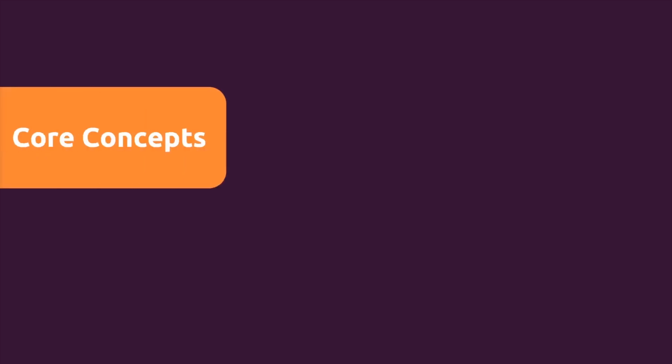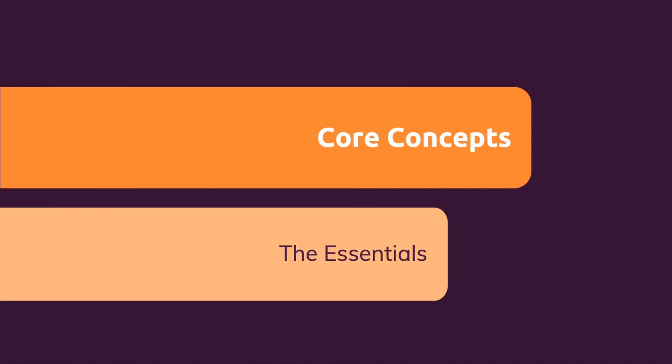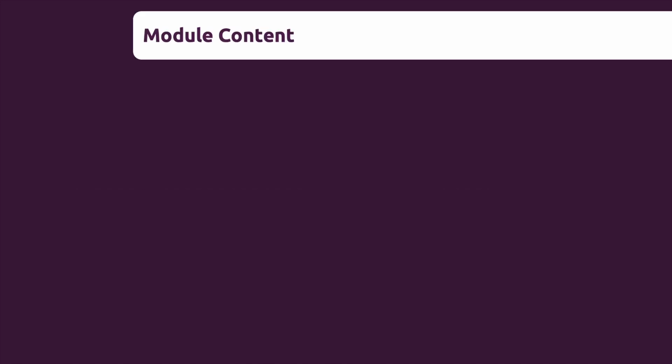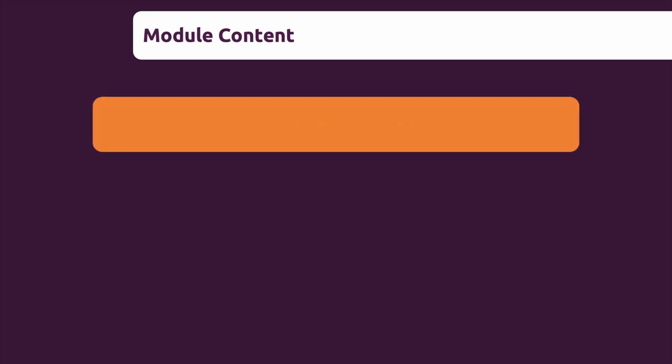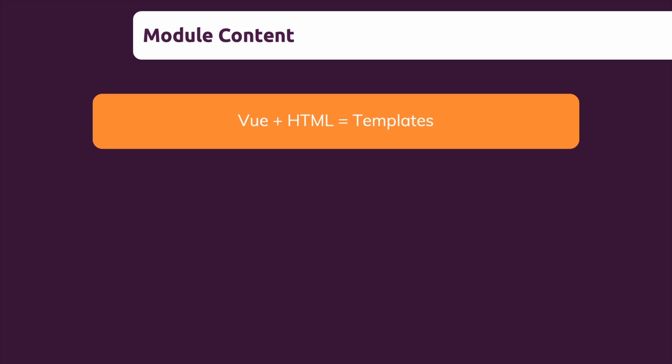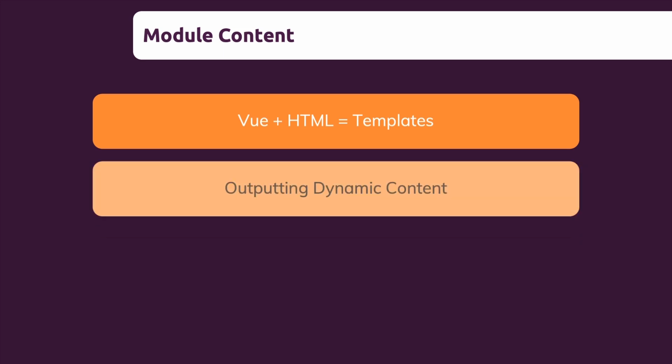So now that we got started with Vue.js in the last course module, in this module we're going to explore Vue's core concepts, the essentials you gotta know when you want to work with Vue. Specifically, we're going to dive into how exactly Vue interacts with HTML and how a concept called templates is related to that. We're going to take another look at outputting dynamic content and explore more options and alternatives there.